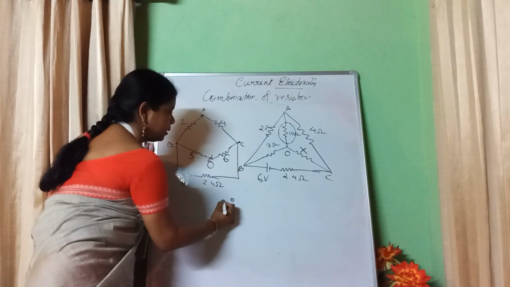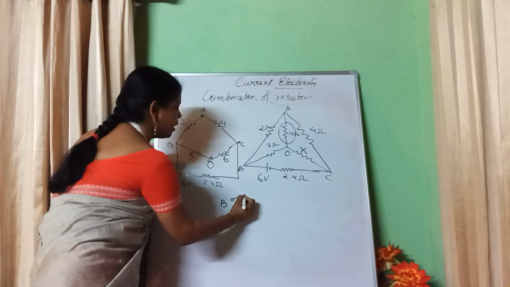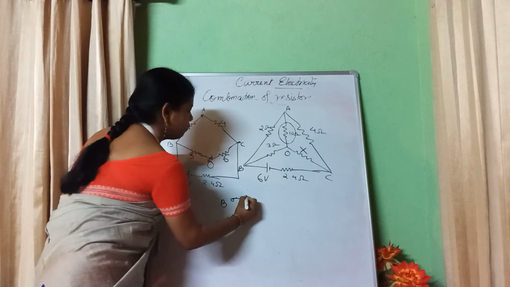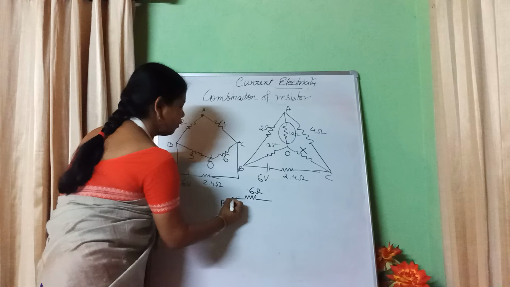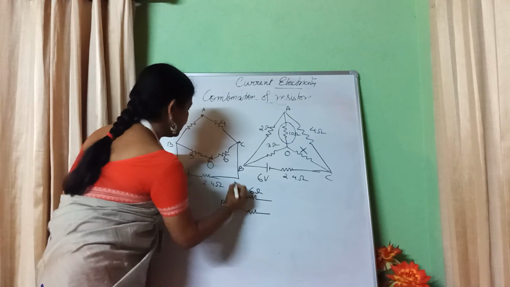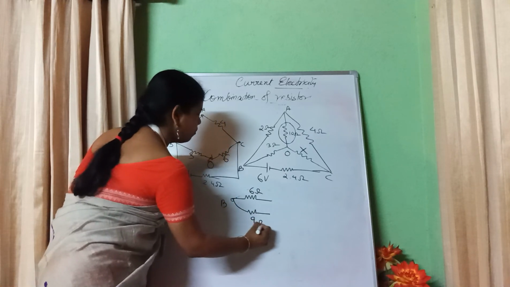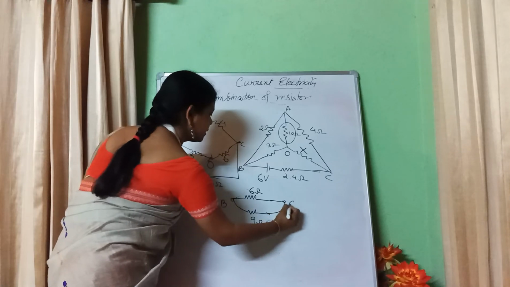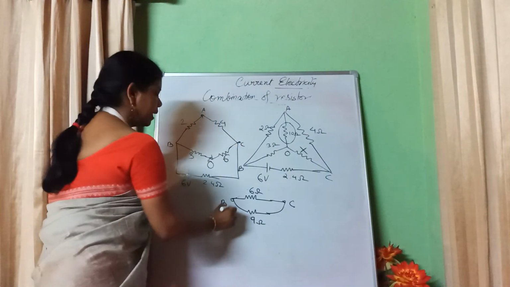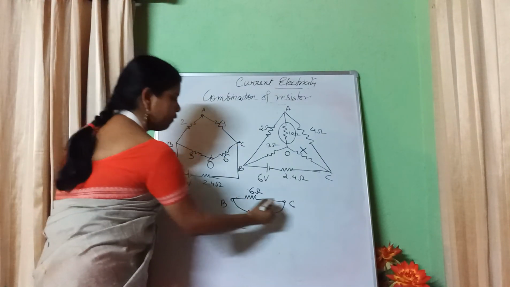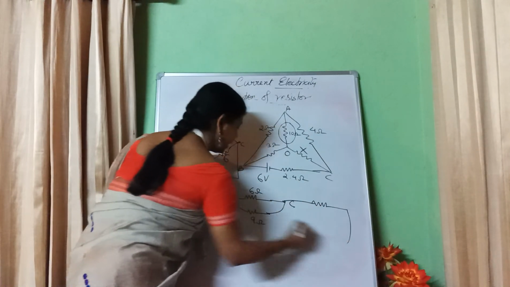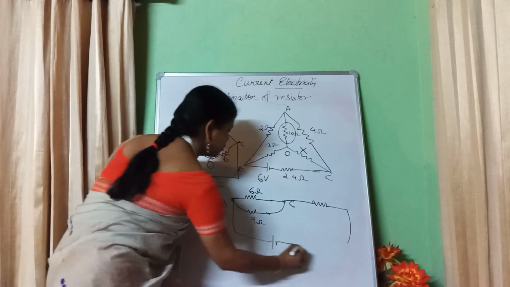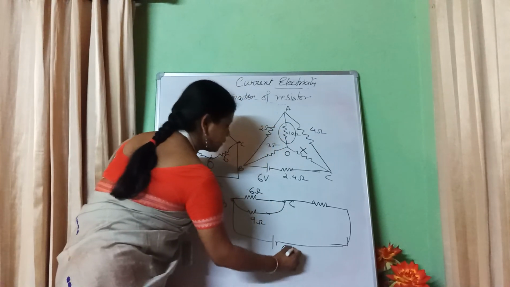So this is my terminal B. From here I have what? Wait, I will draw. From here I have this one: 4 plus 2, 6 ohm. Then from B, another one is there. What is this? 6 plus 3, 9 ohm, which is connected to this C. Done. Then from C we have another resistor. Then the entire thing is connected to a battery like this, which is of 6 volt.